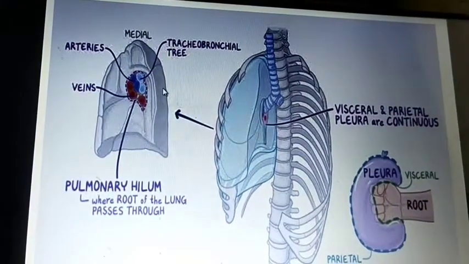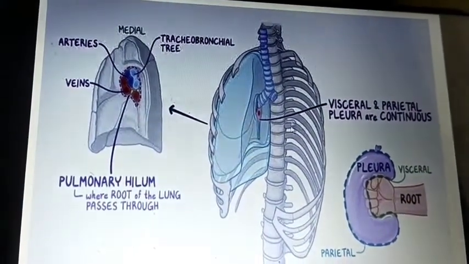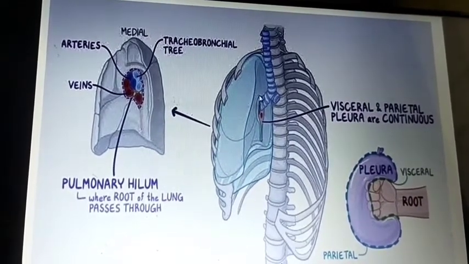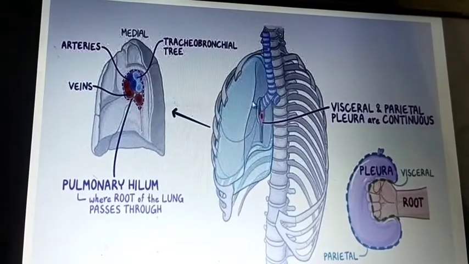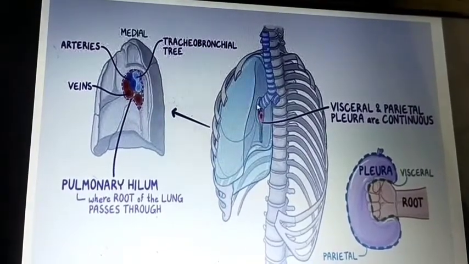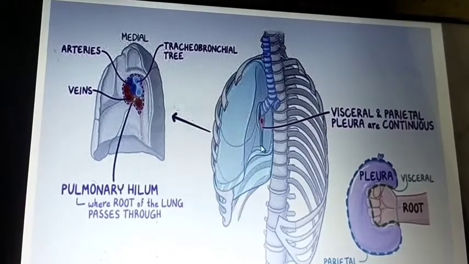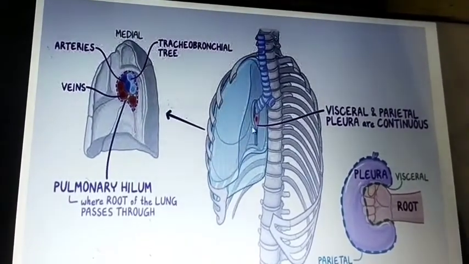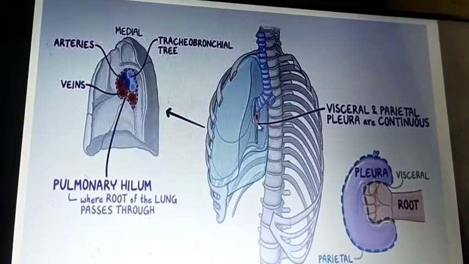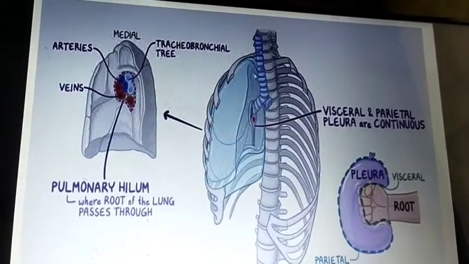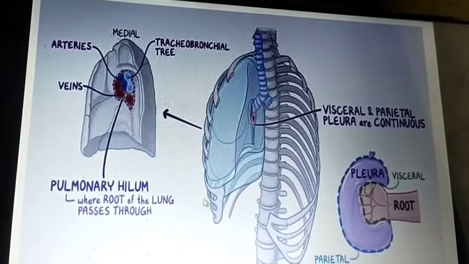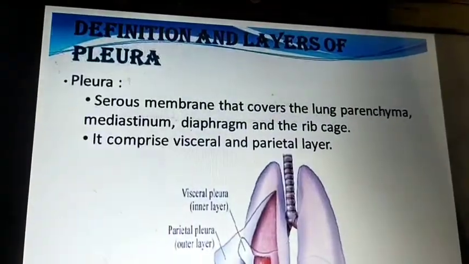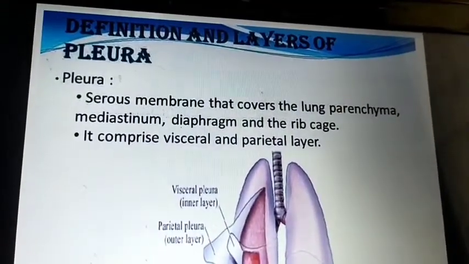You can go to the next slide. You can see it like this. These are the roots: artery, vein, and this is the pulmonary cuff. The pulmonary root is also covered by the pleura, including the hilum of the lung. It is completely covered by the pleura. Now we can go to the definition and layers of the pleura.